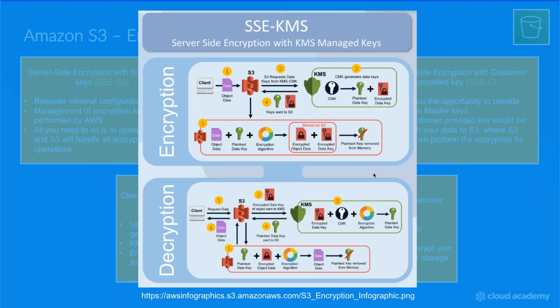Step 4, KMS sends the plain text data key back to S3. Step 5, using the plain text data key, the encrypted object data can then be decrypted, returning a plain text version of the object data, and the plain text data key is then deleted from memory. And then the plain text object is sent back to the requesting client.